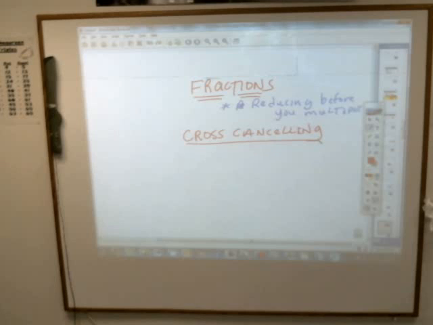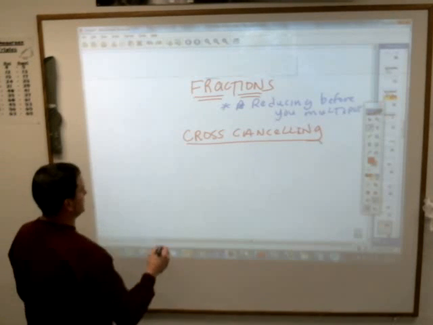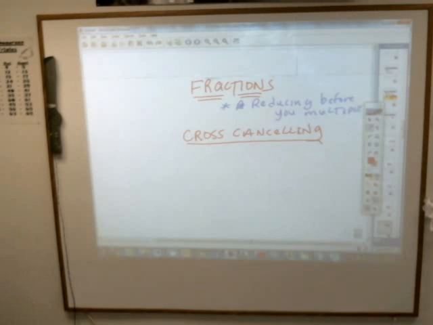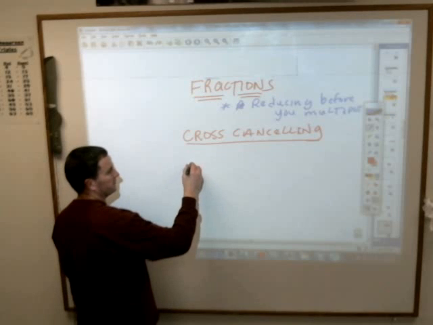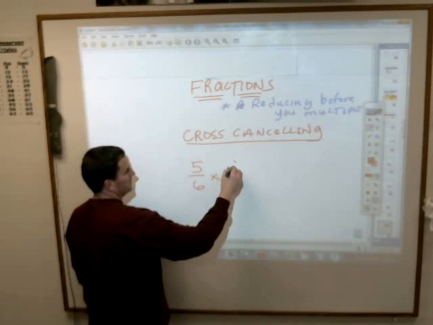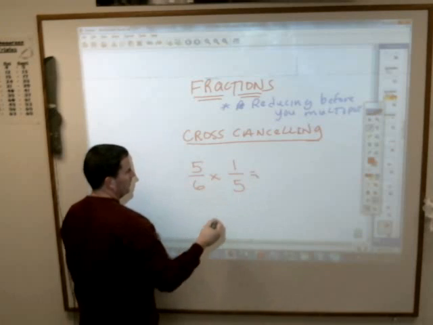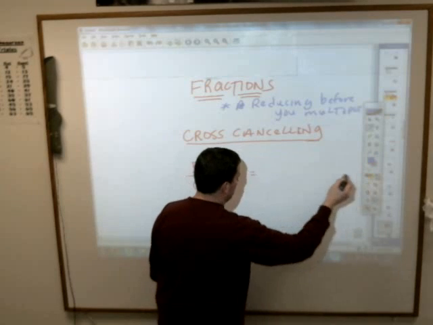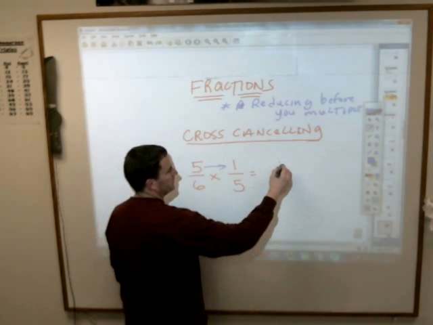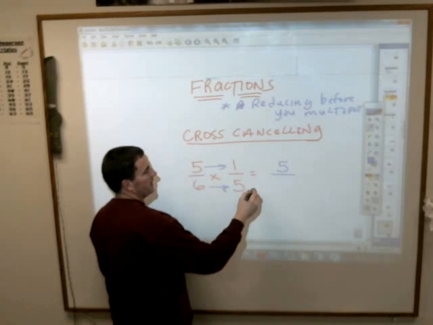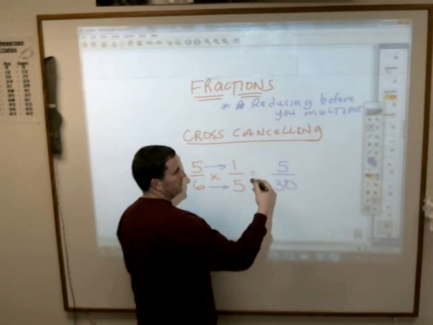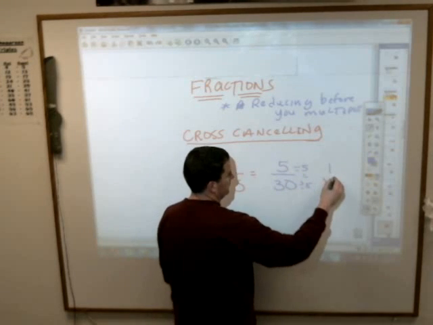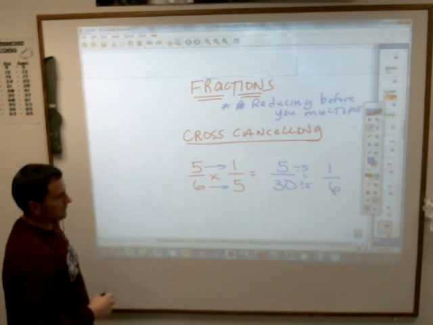And here's the deal. If you multiply these two fractions together, 5/6 times 1/5. And this is an easy one. This is how we normally do this. We multiply across, and 5 times 1 equals 5, and 6 times 5 equals 30, and then you reduce it. 5 goes into both of them, and you end up with 1/6. Okay, that's how we've been doing this here.